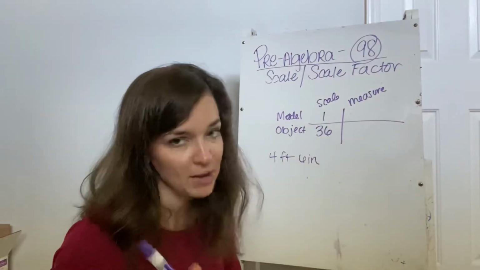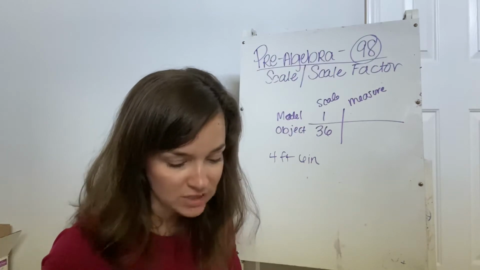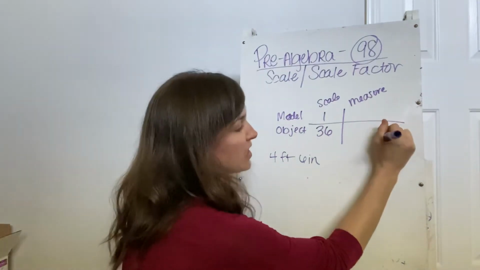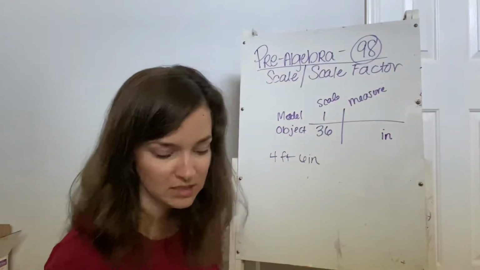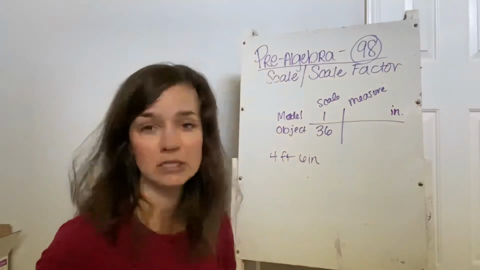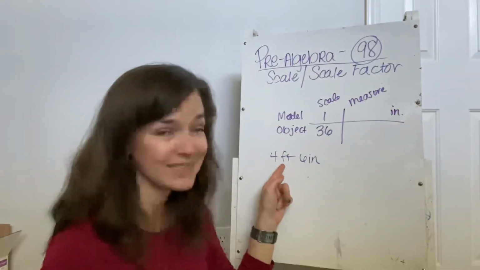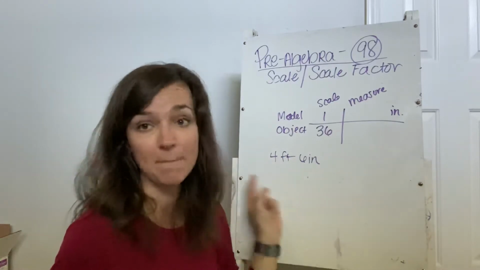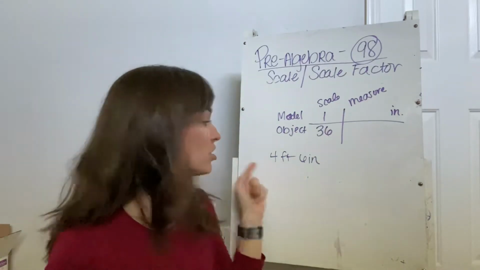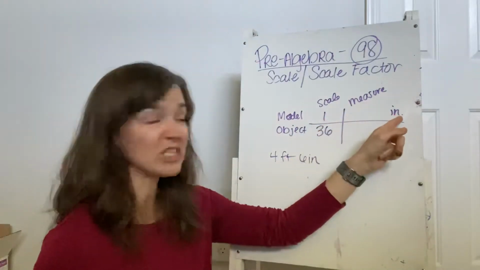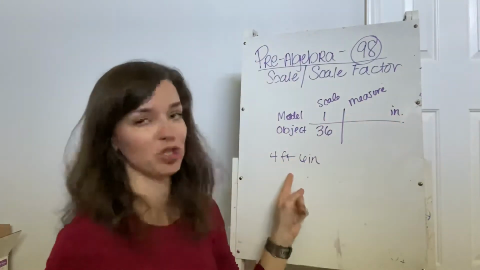Okay, so let's talk about this for a second, because the question is asking what should be the height of the model in inches. So we want the model to be in inches. If we are given feet and inches, we have to do something with this. We can't keep it in both feet and inches. We have to either turn it into just feet or just inches. Well, we know we're going towards inches anyway. We might as well just turn this into inches.